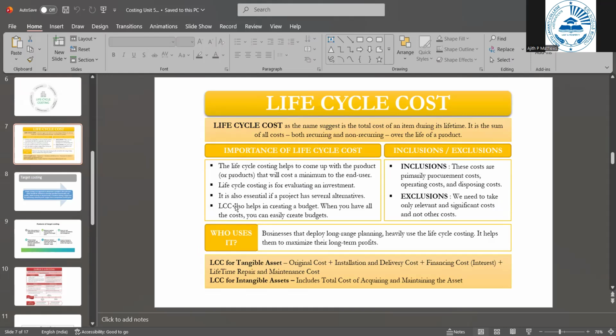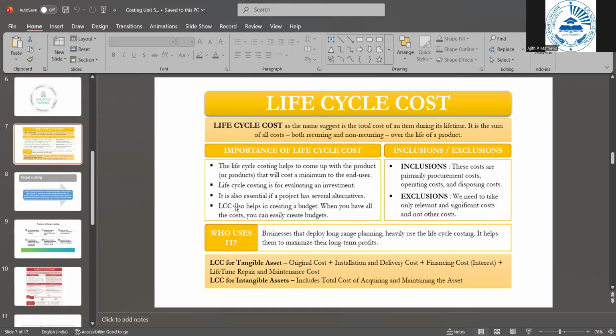The non-recurring means, suppose it met with an accident, or spare parts or something may be damaged in between because of wear and tear. Again, we have to replace the same. So many recurring and non-recurring expenses will come in that case. Life cycle costing helps to come up with the product that will cost a minimum to the end user.